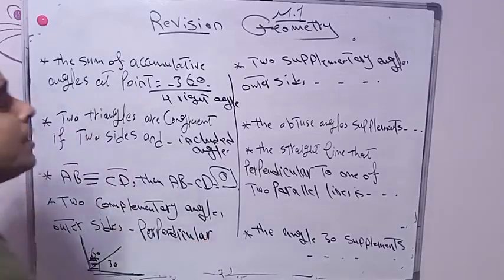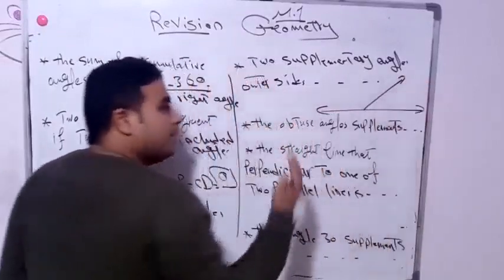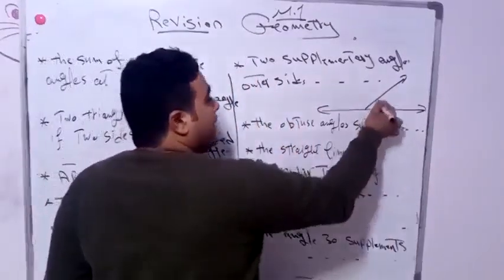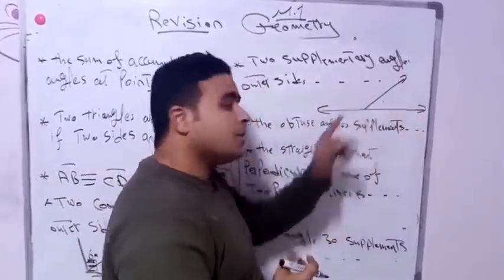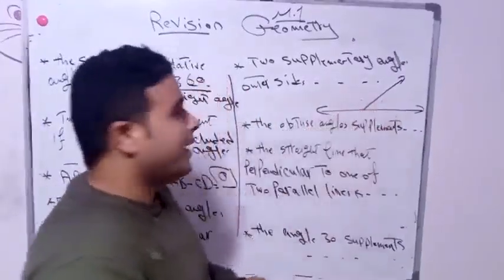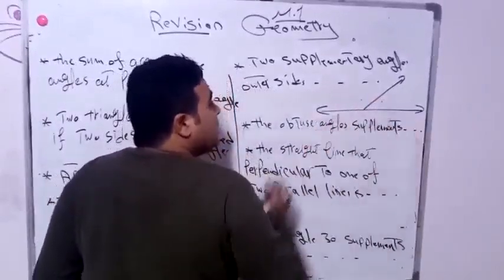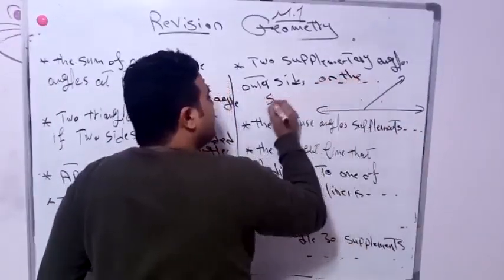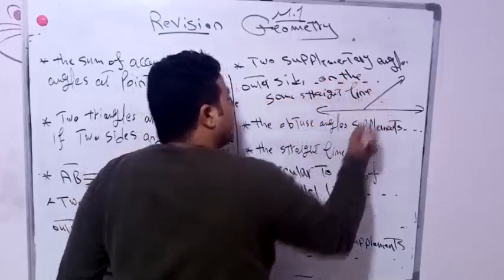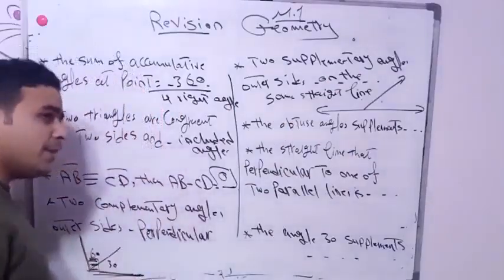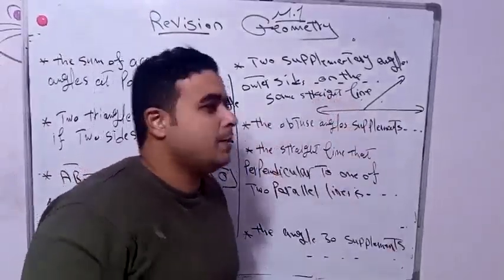And if we have two supplementary angles, two adjacent supplementary angles, they are made from the intersection between a straight line and a ray with a starting point. I want to know about the two outer sides. They are on the same straight line. So the outer sides in two complementary angles are perpendicular, but the outer sides in two supplementary angles are on the same straight line.